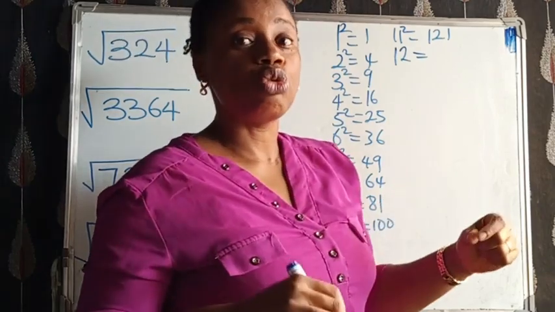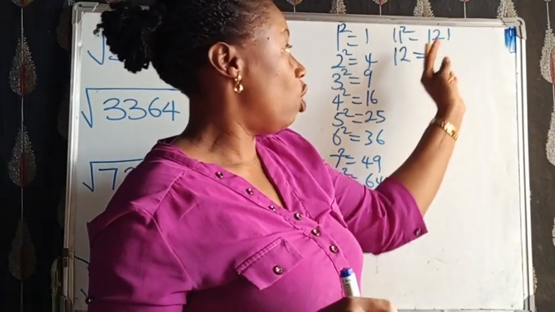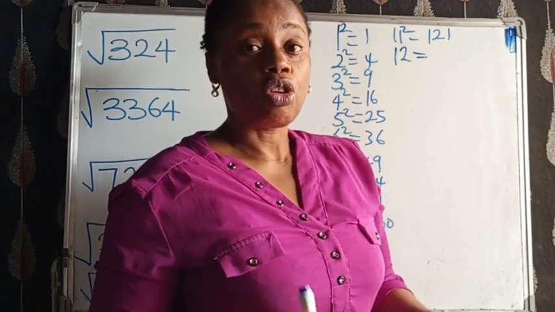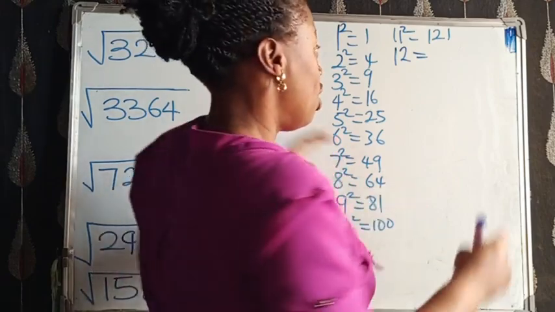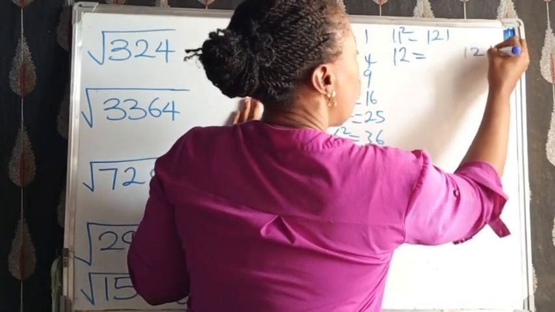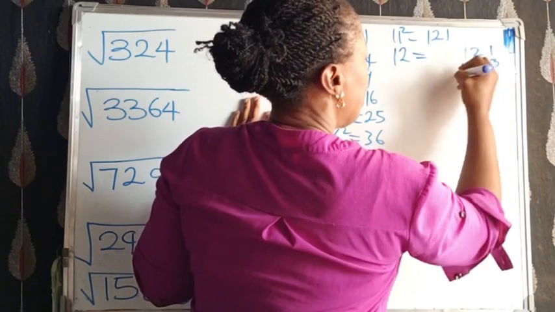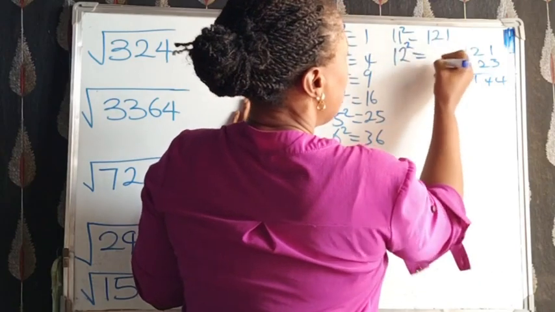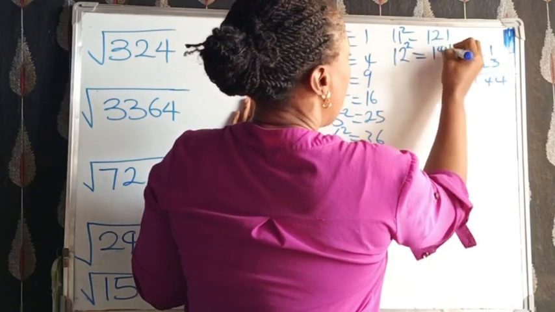Now, you are going to add 2 to 21, and then you add it to 121 to have the next one. So, 21 plus 2 is 23. So, you say 121 plus 23. You are going to have 144. That's 12 squared equals 144.